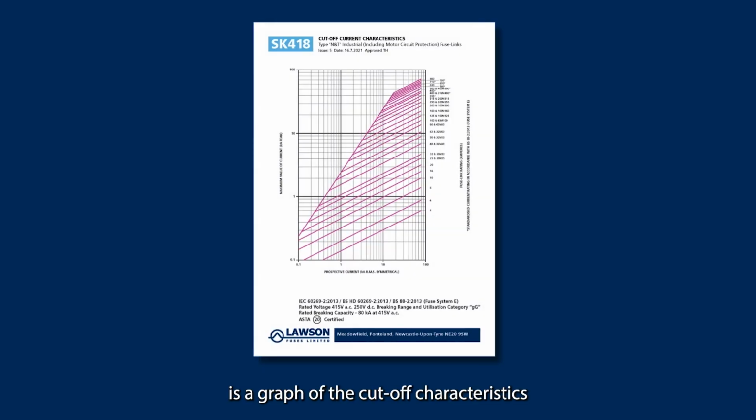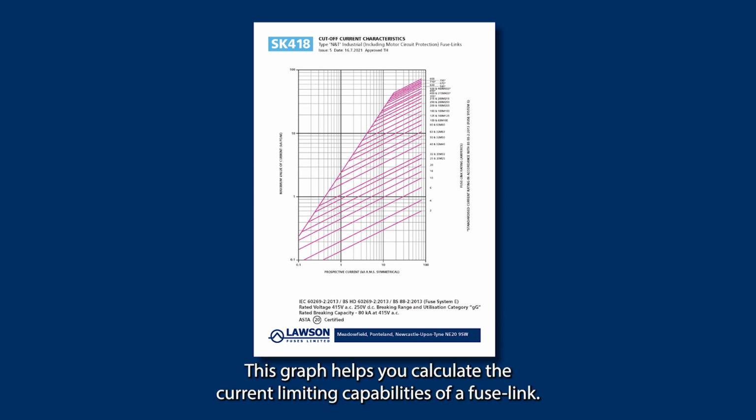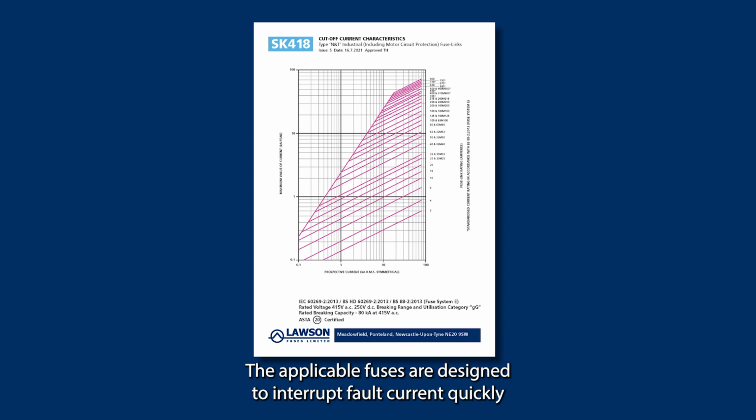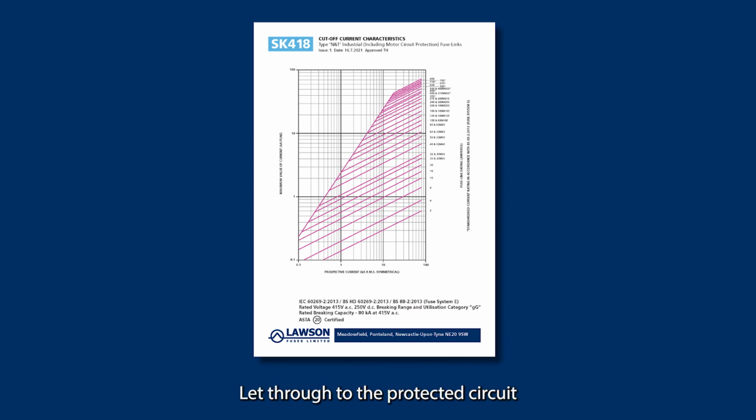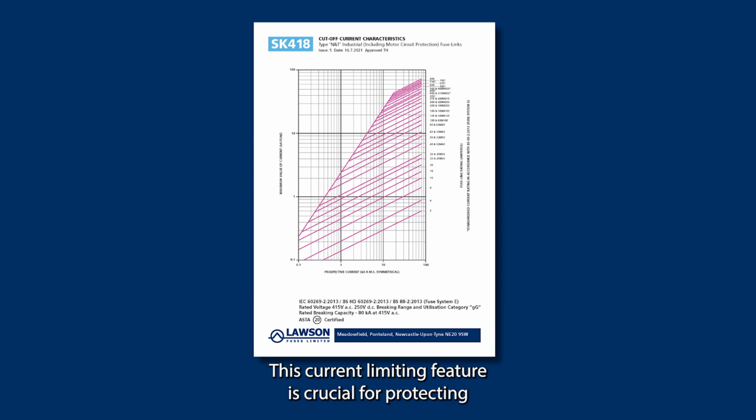SK418 is a graph of the cutoff characteristics. Again, the scales are log values. This graph helps you calculate the current limiting capabilities of a fuse link. The applicable fuses are designed to interrupt fault current quickly, so limiting the peak current and reducing the energy let through to the protected circuit. This current limiting feature is crucial for protecting electrical systems from damage due to short circuits. I will be dedicating a future session to current limiting calculations.